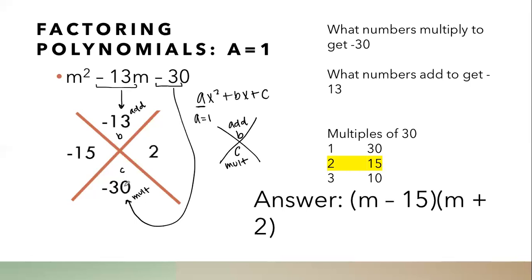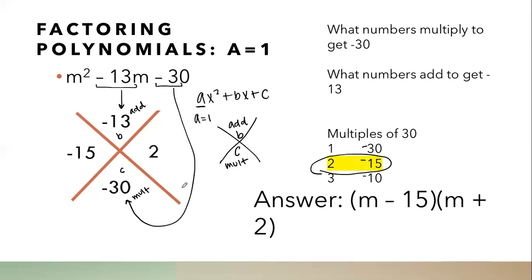But it's multiplying to get me a negative and adding to get me a negative. So what does that mean about my numbers? One of them has to be negative, right? Because they're multiplying to get me a negative, that means one number is negative. Well, if it's adding to get me a negative, that means the bigger number is negative. So the combination, 1 and negative 30, no, that would give me negative 29 if I added those. 2 and negative 15, that would give me negative 13. So those are the two numbers that add to get me negative 13, but multiply to get me negative 30.